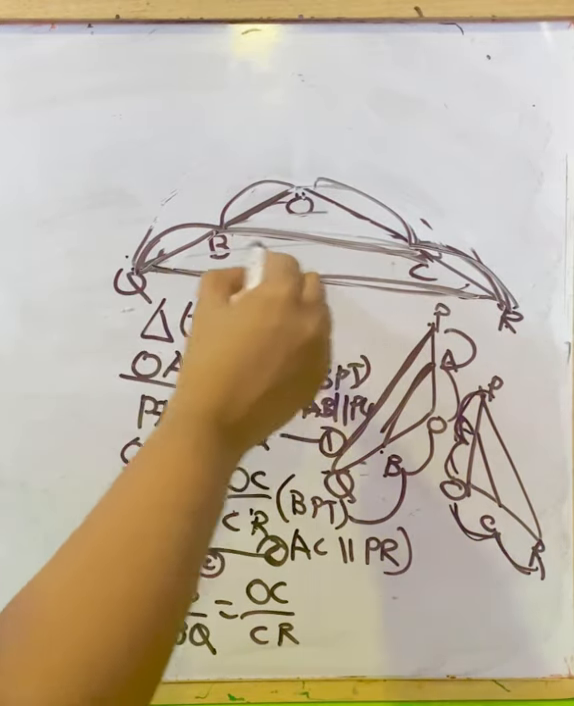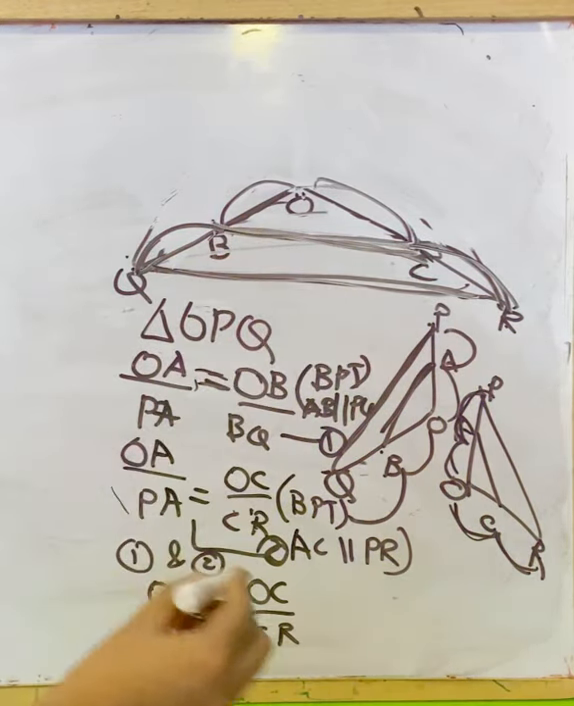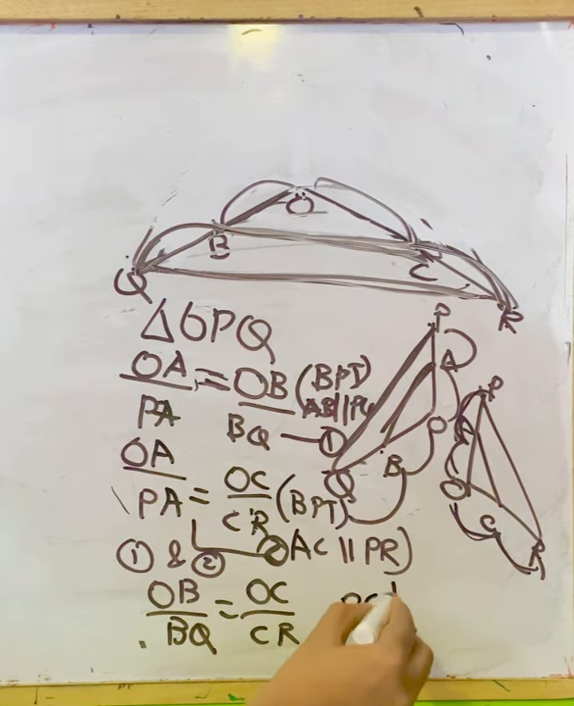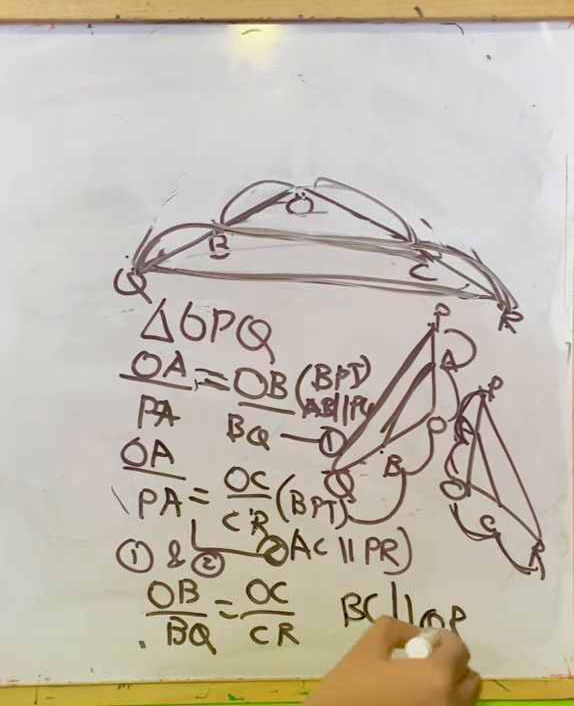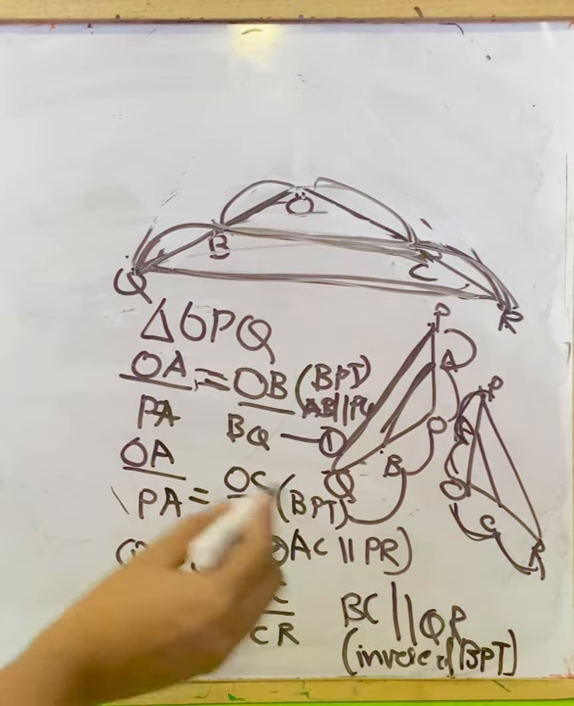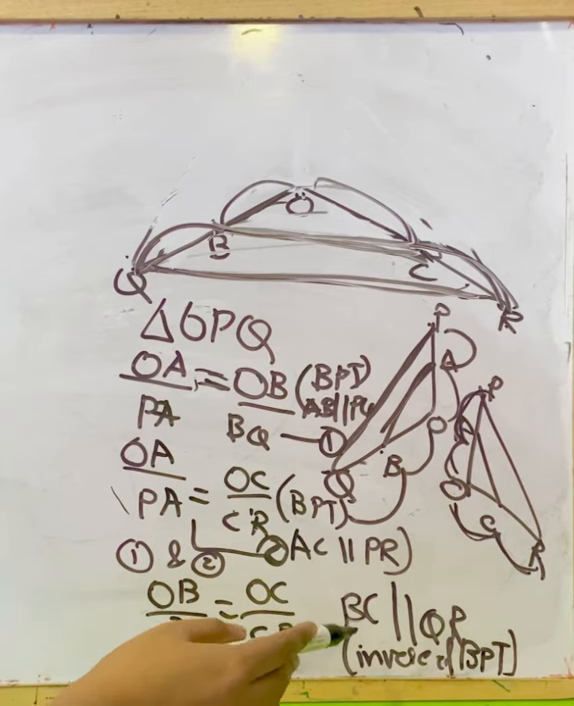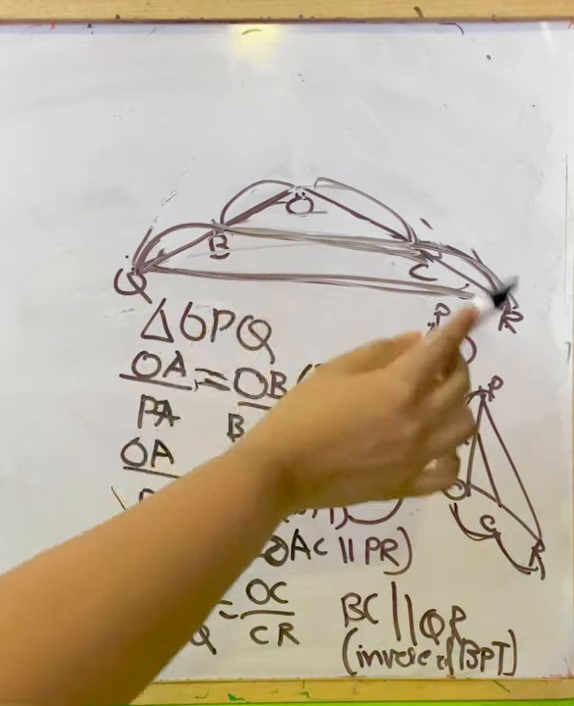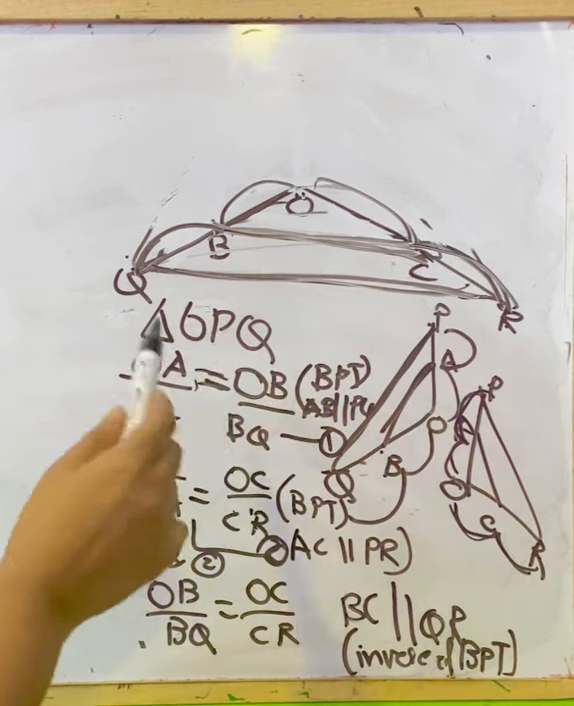Then this side will be parallel to this line. That is, BC parallel to QR. The reason is the converse of BPT. This is what was asked in the question, to show that BC is parallel to QR. Now we have proved BC is parallel to QR.